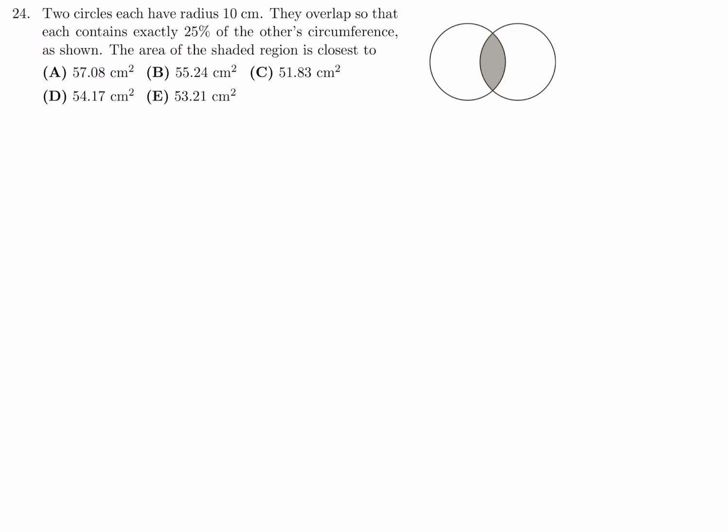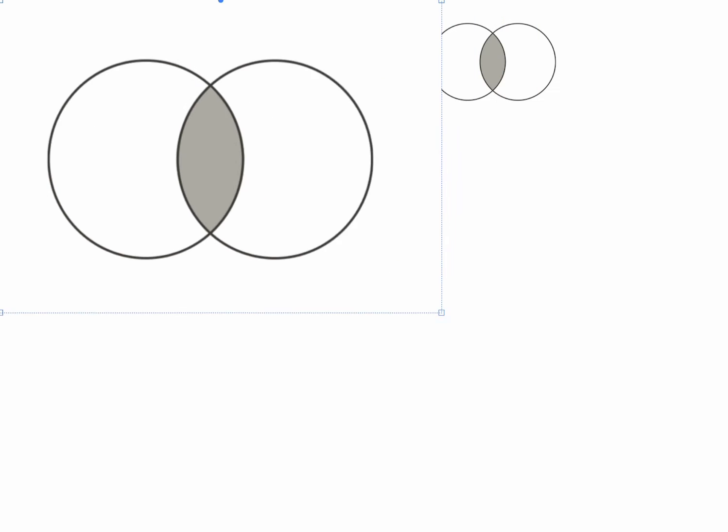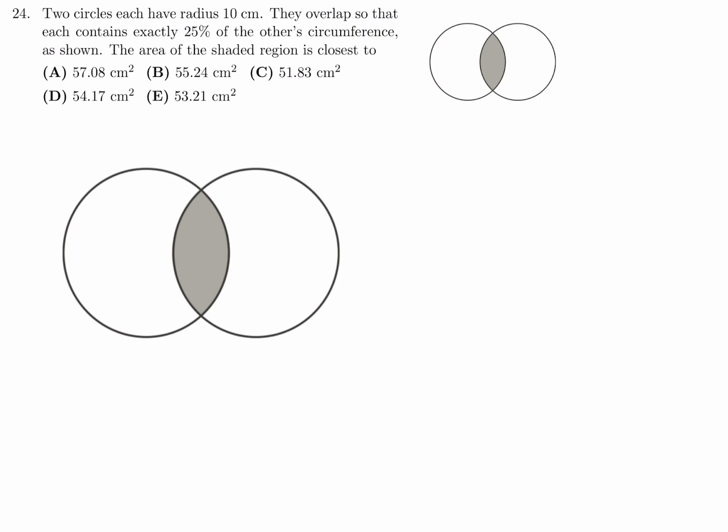I would like to make this a bit bigger since this diagram is at the heart of the question, and I think that's sufficient. Okay, so the first thing I want to draw is the center of this circle, and I'll draw lines to that point and lines to that point.